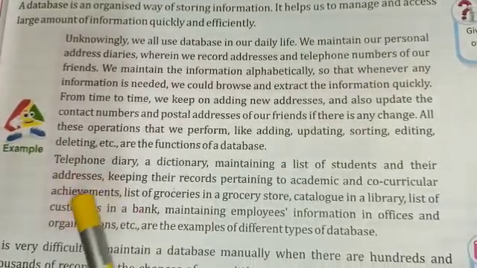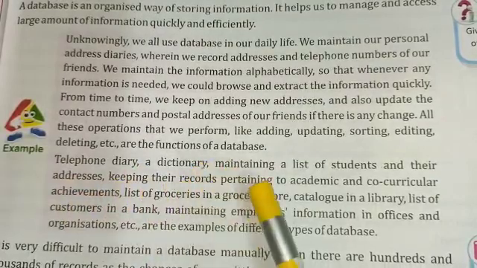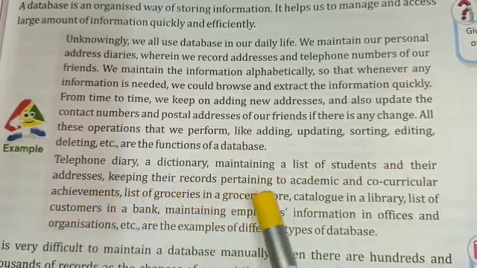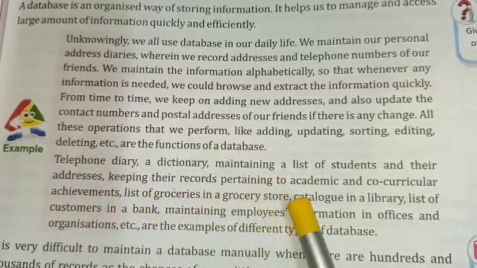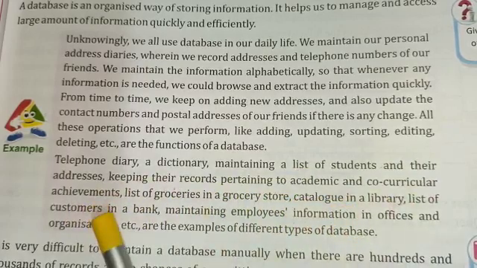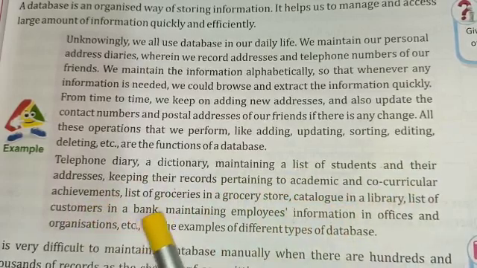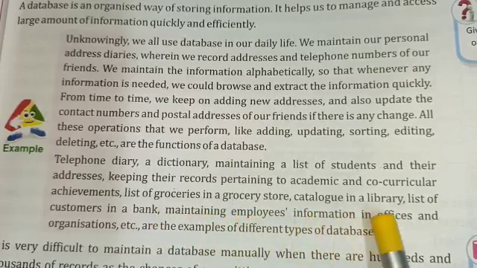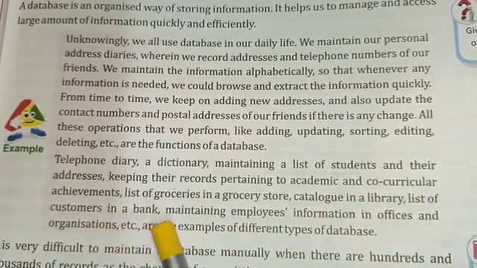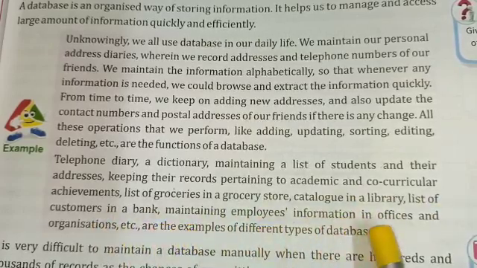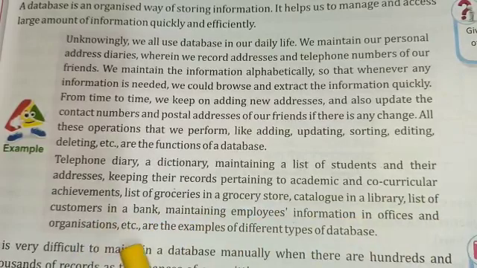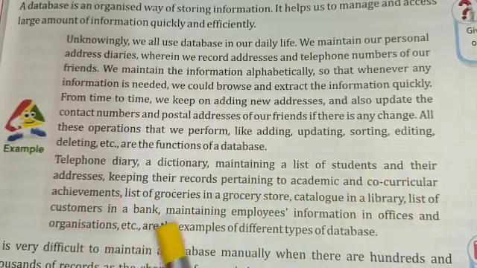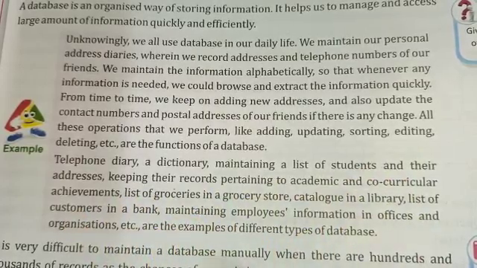A telephone diary, a dictionary, maintaining a list of students and their addresses, keeping records pertaining to academic and co-curricular achievements, a list of groceries in a grocery store, a catalog in a library, a list of customers in a bank, maintaining employees' information in offices and organizations, etc., are examples of different types of database.